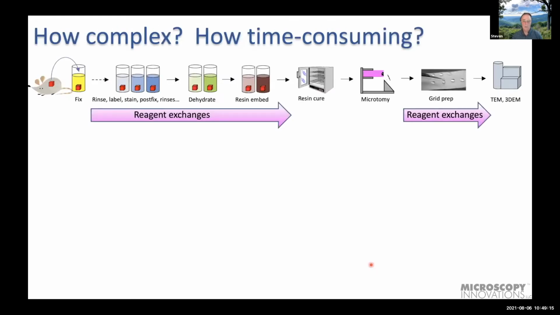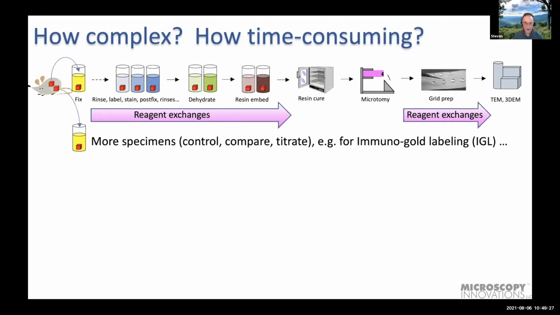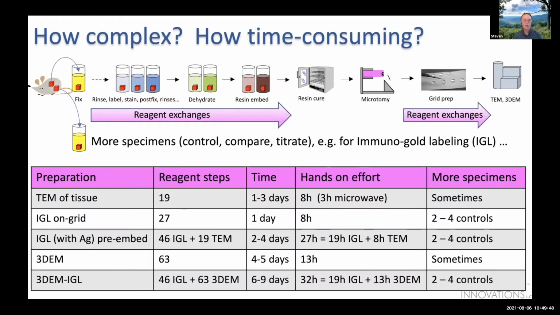So again, we can take a look at this sequence here. And we have a lot of time and effort in preparing specimens. And in many experiments, principally immunogold labeling, we even have more specimens to track where we might even have different reagent flows. We have controls, we have comparisons, we have titrations. So basically, the short answer is these complexities and time can be very, very extensive. So we can take a look at some of these.